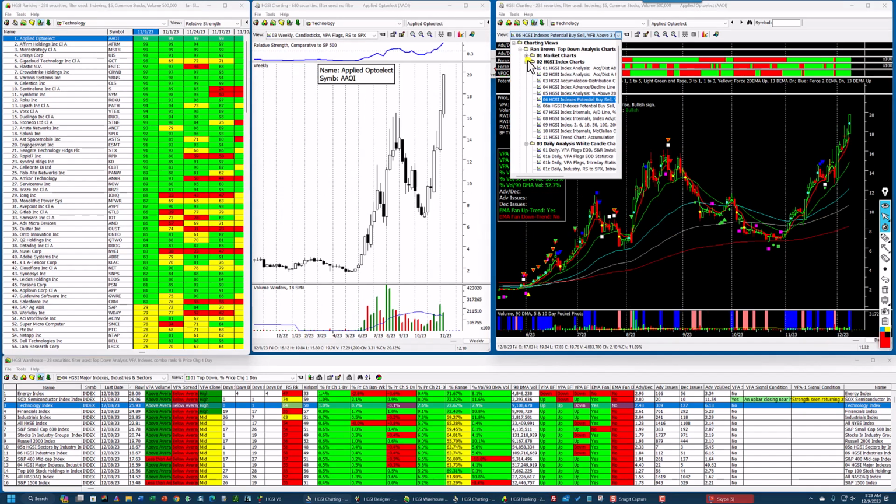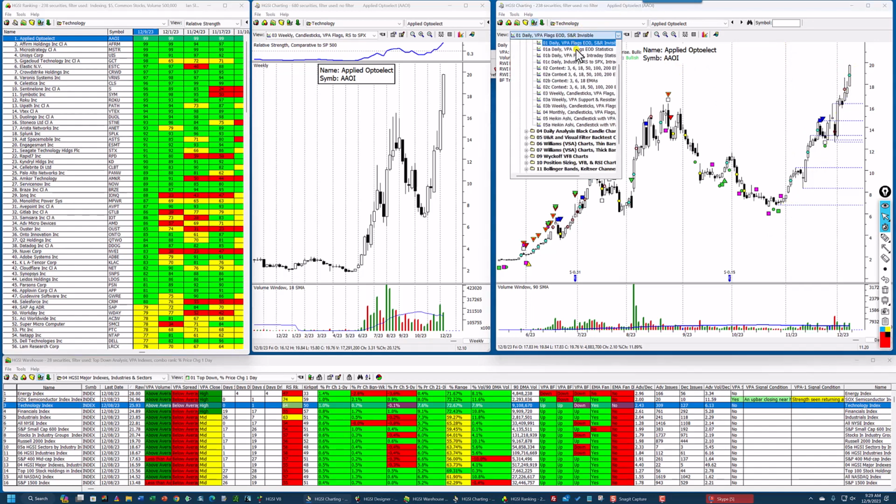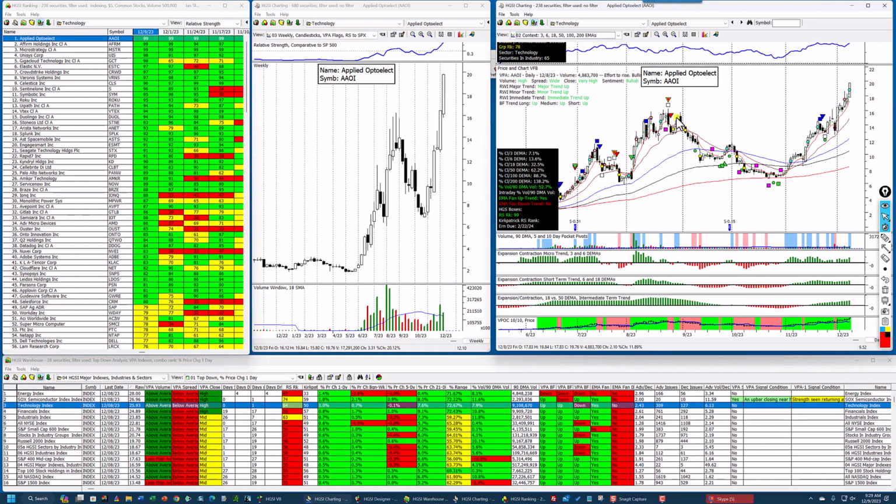And I'm going to go back to the white charts now. And I can see how strong this stock is. I mean, yes, it's extended now. But let's go down and look at the... Here's what I'm looking for. Number 2 chart.